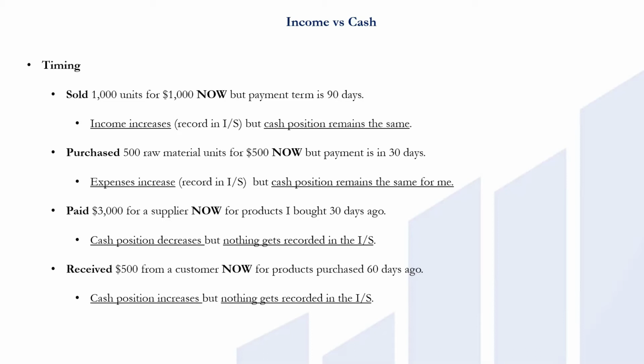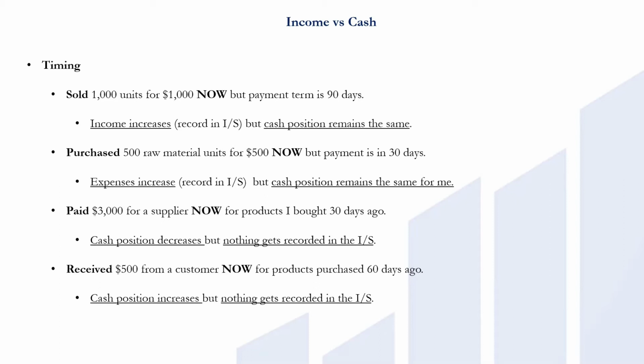If you have decided to pay $3,000 to a supplier right now for an expense that you have recorded earlier, it means your cash balance will decrease right now, but there will be no effect in the income statement because I have already recorded the expense earlier.